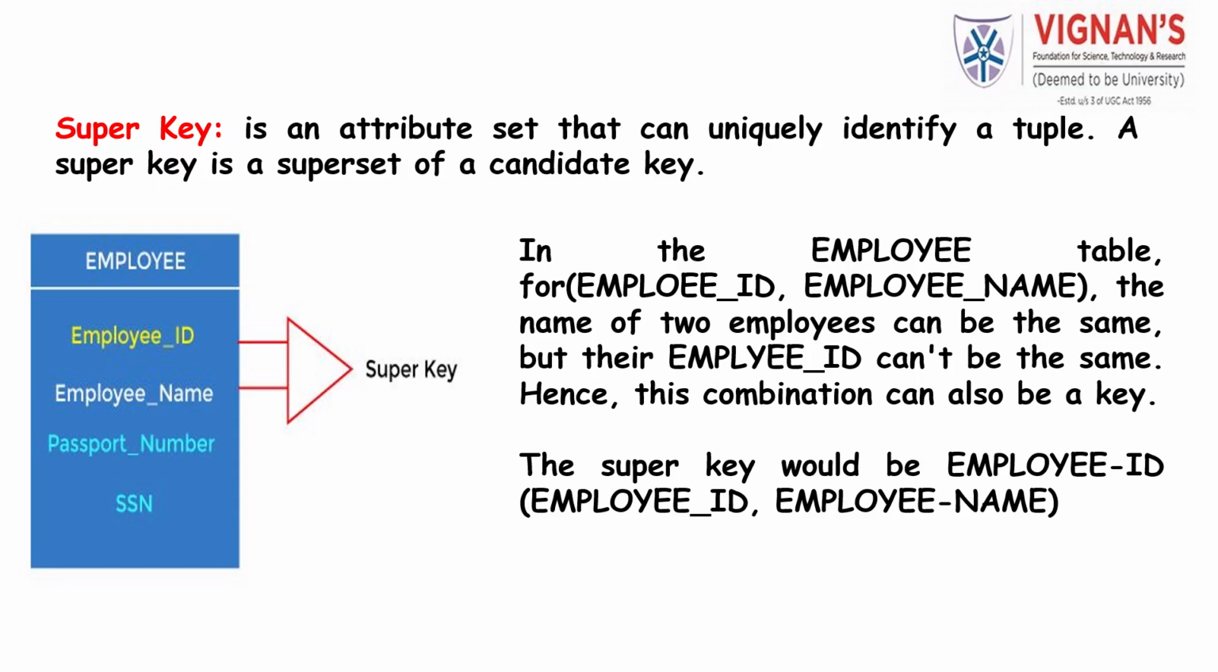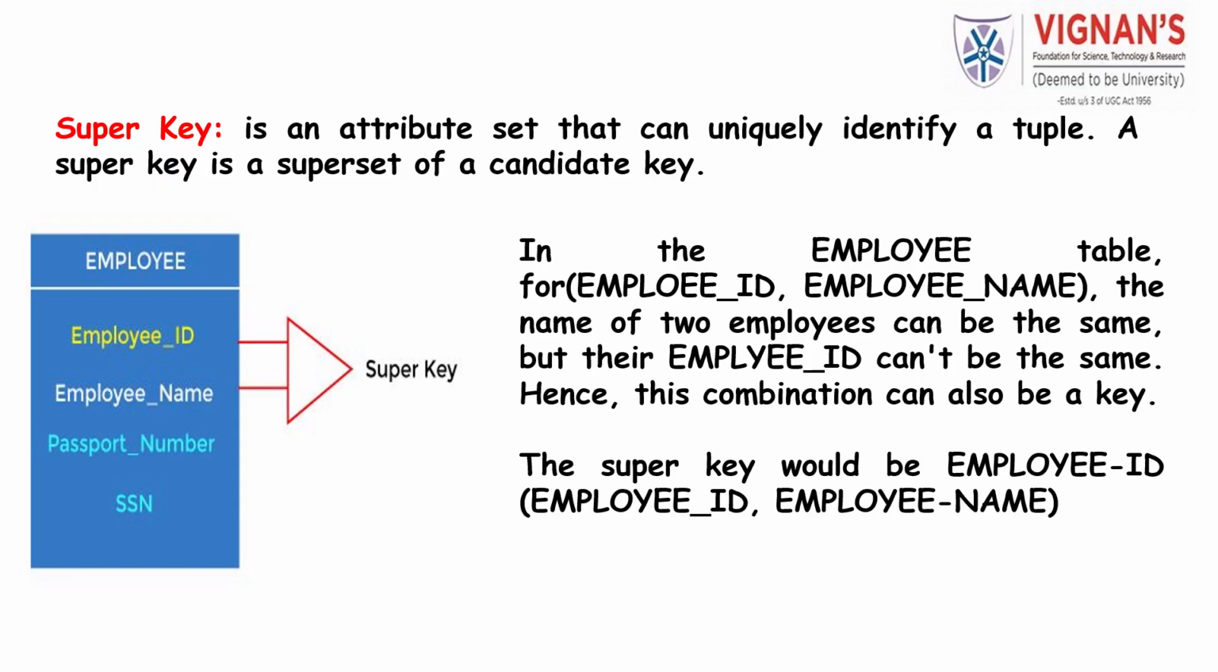Now, if we combine it with another attribute like employee_ID, employee_name, this combination will also uniquely identify a row. Why? Because employee_ID is already unique. Even though employee_name may repeat, the presence of employee_ID guarantees uniqueness. So this combination is also a superkey. However, it has an extra attribute that is not needed.